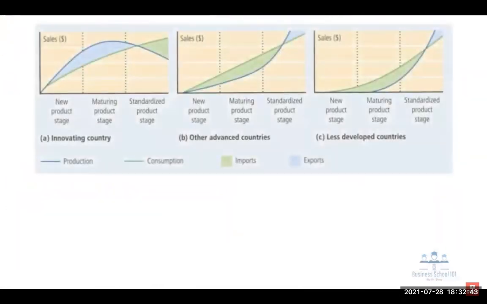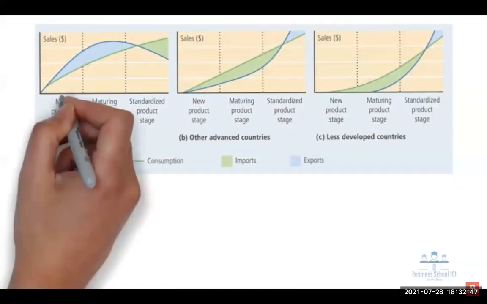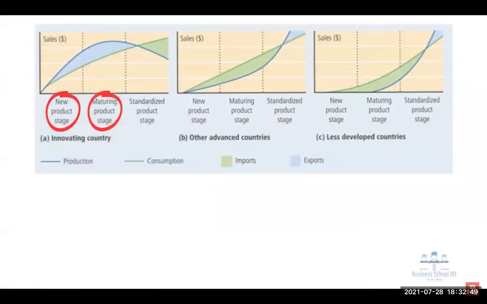As you can see in the picture, there are three stages contained within Vernon's theory, namely the new product stage, the maturing product stage, and the standardized product stage. In addition, Vernon categorized the world into three different groups: the innovating country, other advanced countries, and less developed countries.